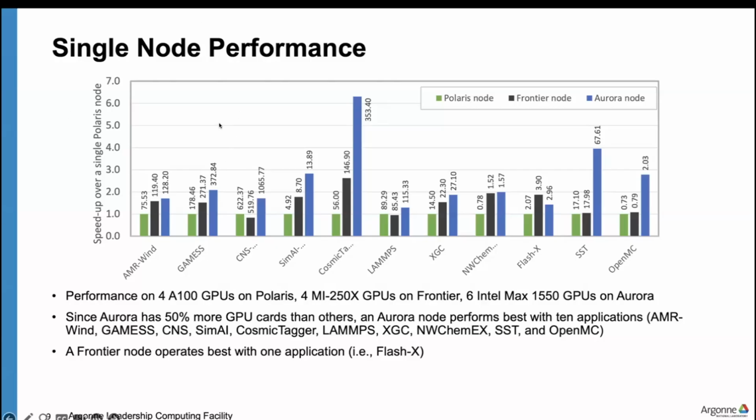Now, the node architecture is different. We have 6 GPU cards on Aurora, which is 50% more GPUs than the other systems. As a result, the Aurora node performed best with 10 applications, while the Frontier node still performed better with one application, the FlashX application. That means FlashX is fully optimized on the Frontier node, and there is some room for improvement on the Aurora side, right?